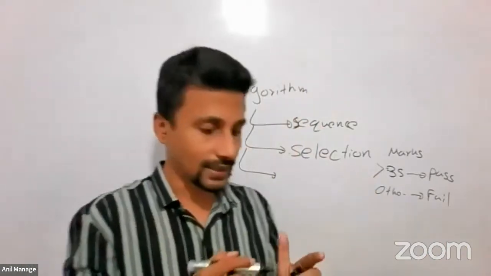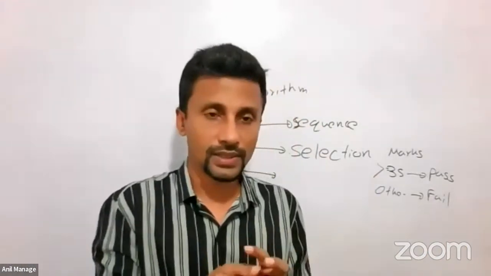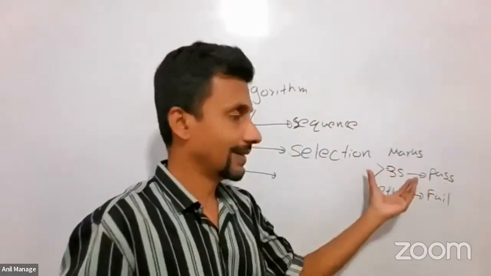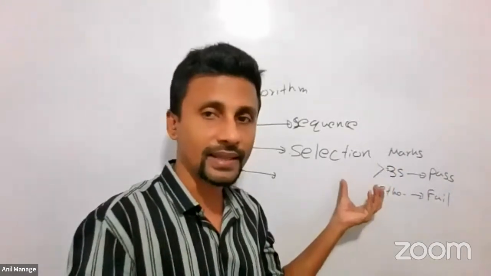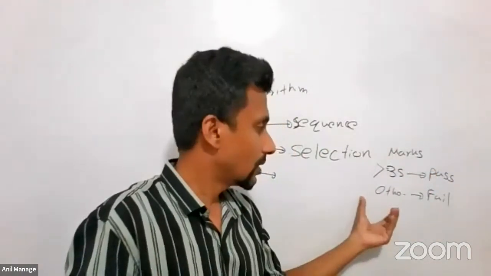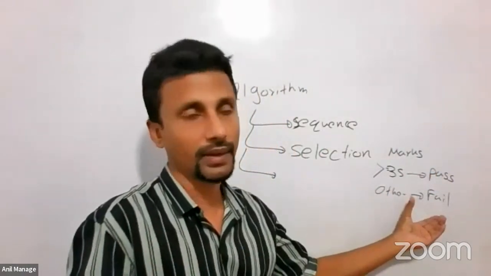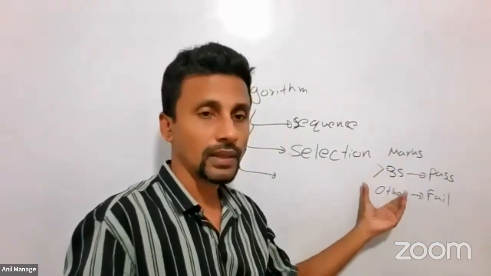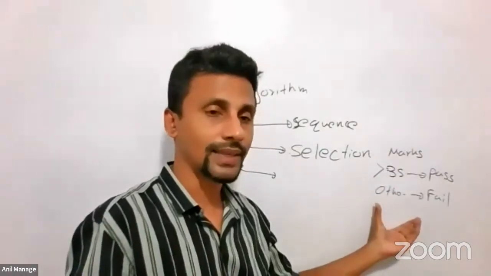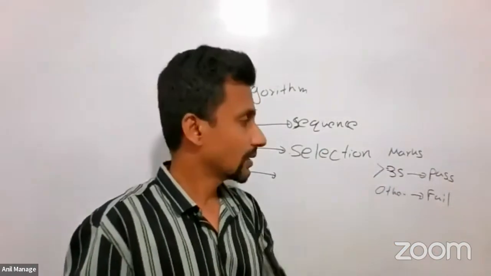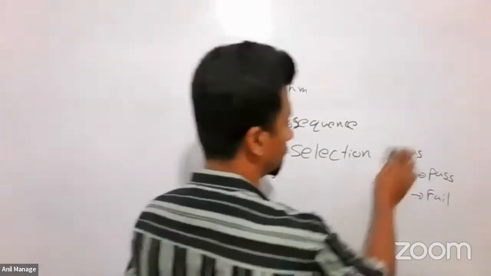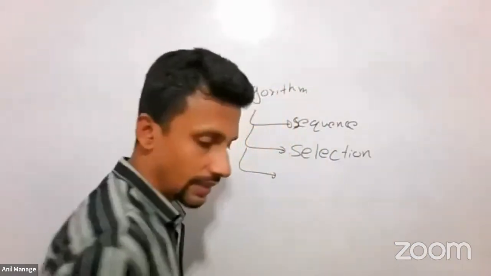So here, there's a condition. My condition is checking whether marks are greater than or equal to 35. If it is, you show pass. Otherwise, you show fail, right? So you have a condition. If the condition is true, you do something. Else, that means the condition is false, you do something else. So that is called selection.